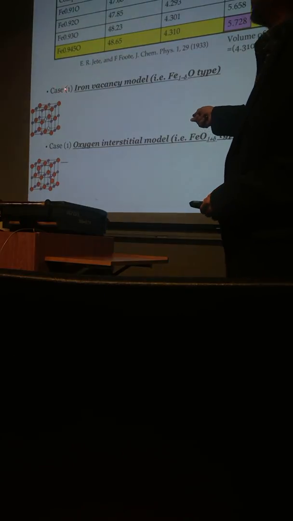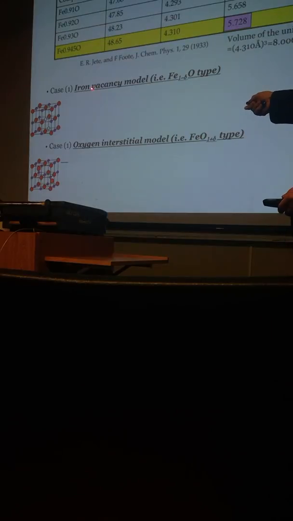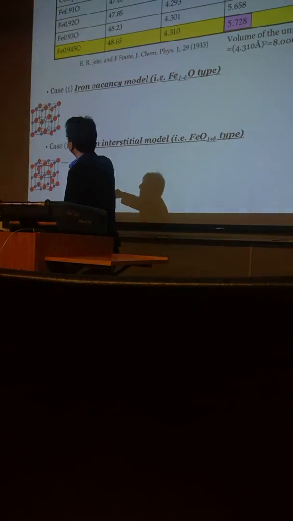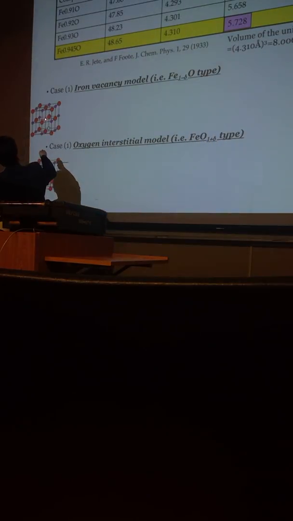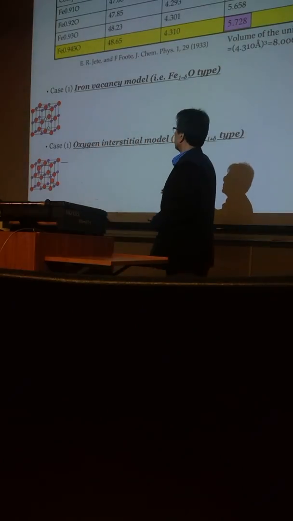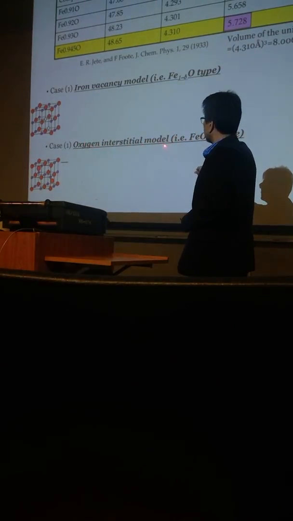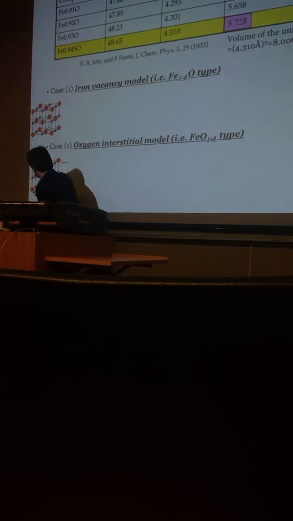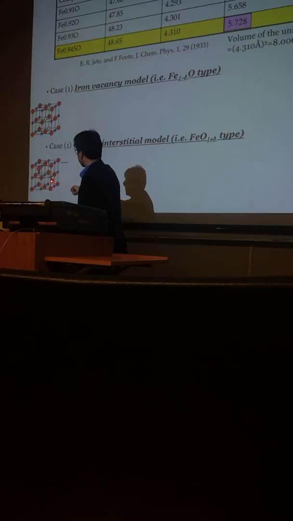We can exercise by creating a model, like an iron vacancy model. In other words, this is the iron oxide crystal structure, and if you remove the iron from here, that is a model. Another model is an oxygen interstitial model. Here we have a perfect crystal, but excess oxygen is going in somewhere in an interstitial site. Therefore, this is excess oxygen.